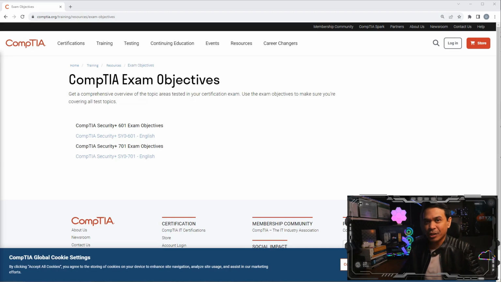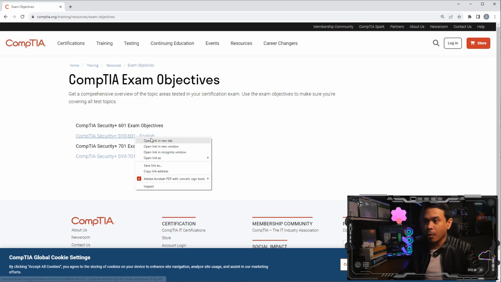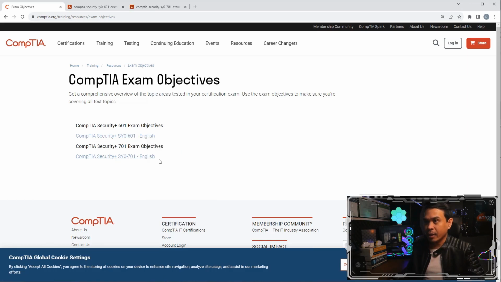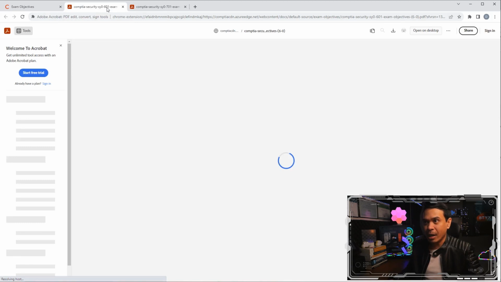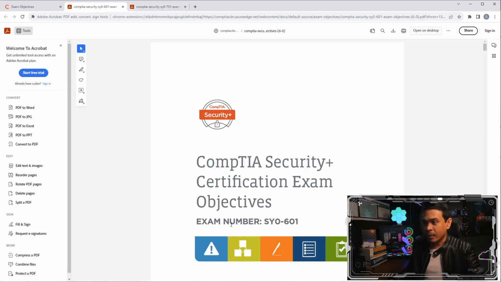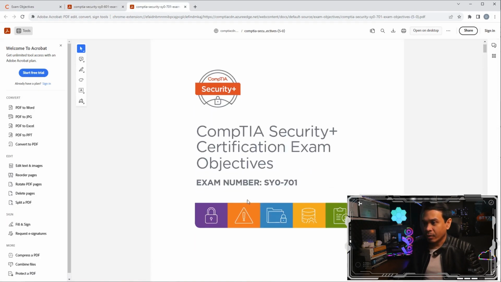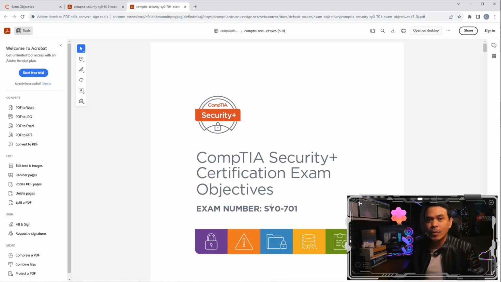I am at this page, www.comptia.org/training/resources/exam-objectives. This is where you can view CompTIA exam objectives. For Security Plus, we have two versions. Let's open both. I'm gonna right-click and choose open in a new tab. So we now have both exam number SY0-601 and exam number SY0-701.